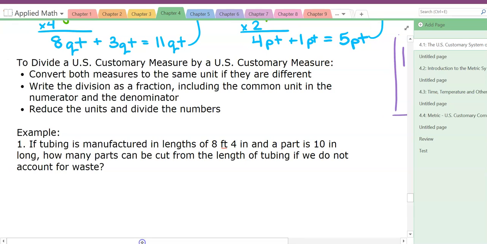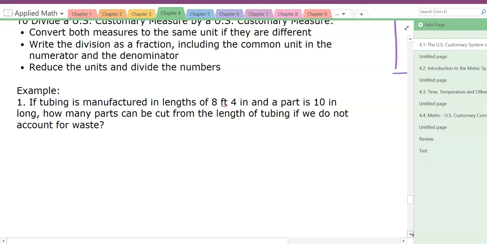So this one says that tubing is manufactured in lengths of 8 feet 4 inches and a part is 10 inches long. How many parts can be cut from the length of tubing if we do not account for waste? So let's take a look first at the 8 feet 4 inches. Each part is 10 inches long. That's what we're going to be dividing by. So I need to convert 8 feet 4 inches to inches.